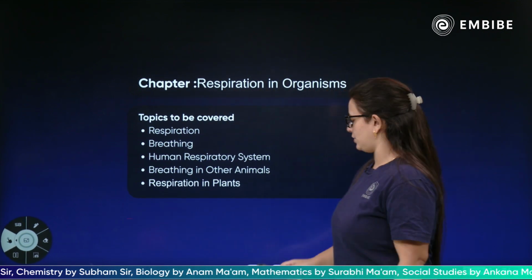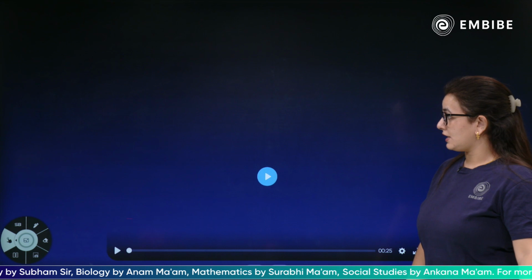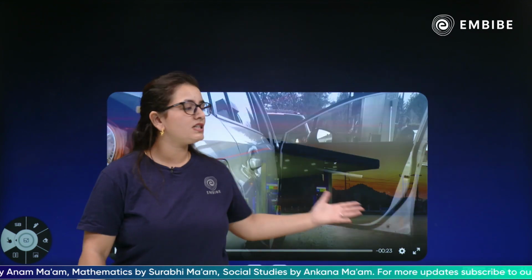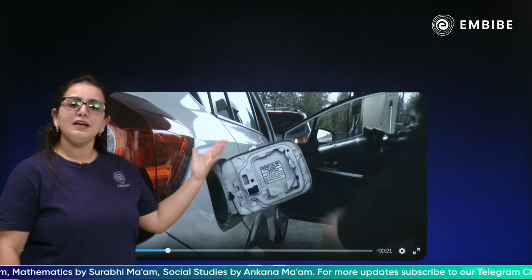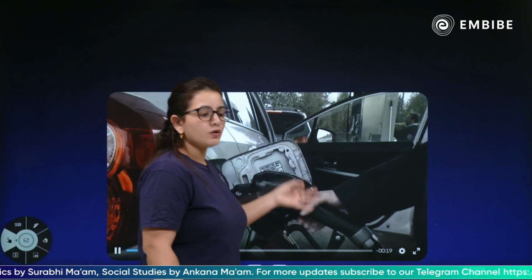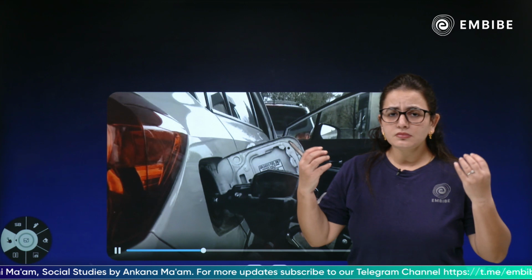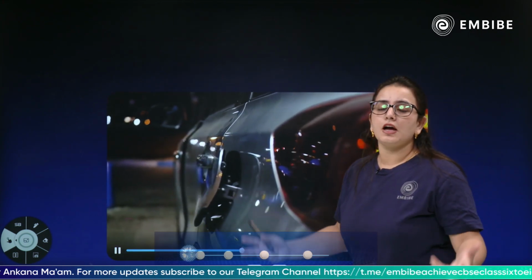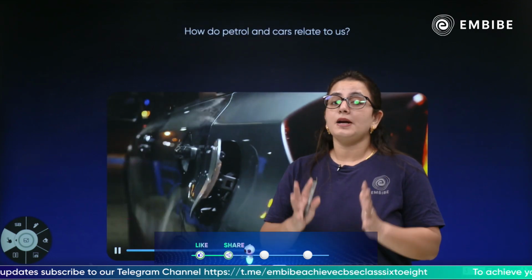What is respiration? The very first thing, children, talking about respiration, we have this. Can you see this? What is this? This is a petrol pump. All of you have been to a petrol pump, I know. Why do we go to a petrol pump? To get our cars fueled. The cars will not work if we are not fueled with petrol or diesel.